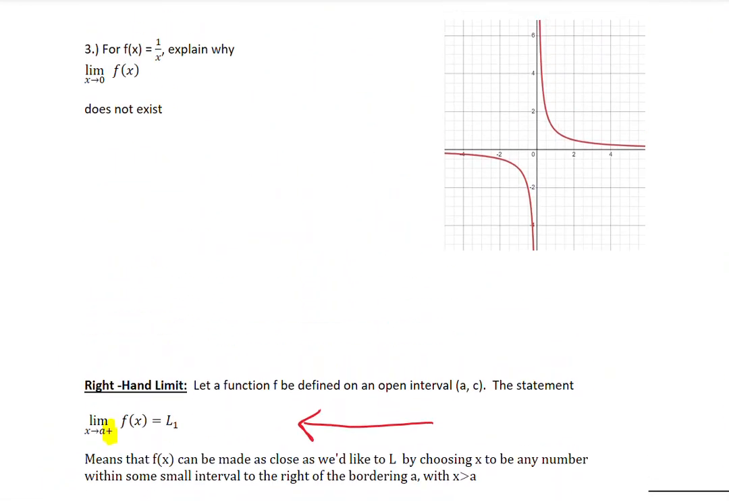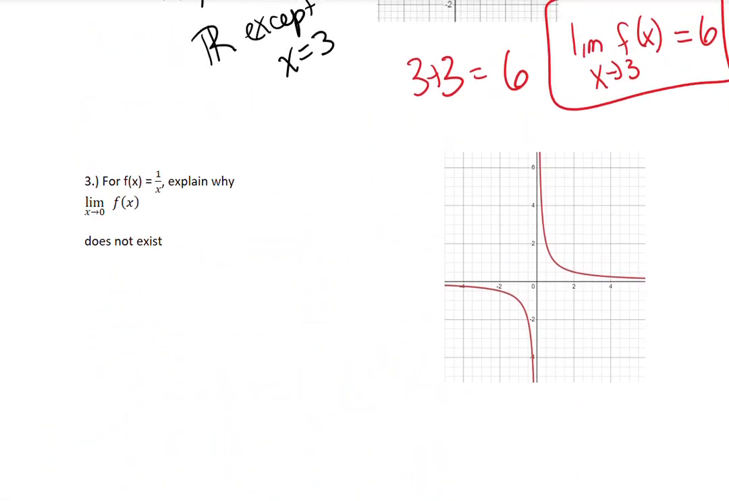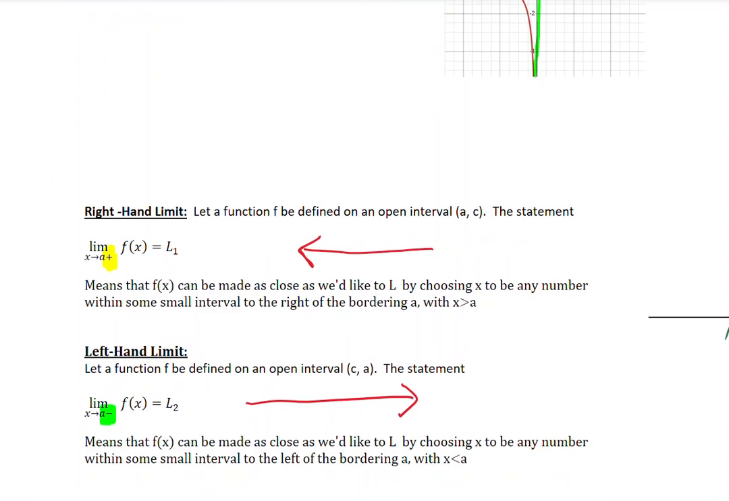So let's go back to this interval. I'm looking at 0, right? So that's right here, and if I follow the graph this way, it's diverging to positive infinity. It's not hitting a point. Where I'm diverging this way on the left side, it's not closing in on a single point. So the limit is not going to exist.